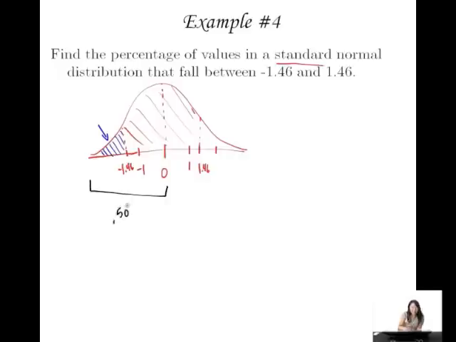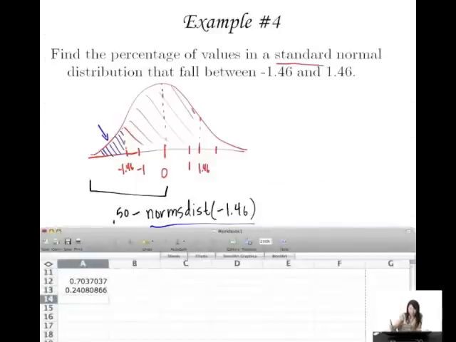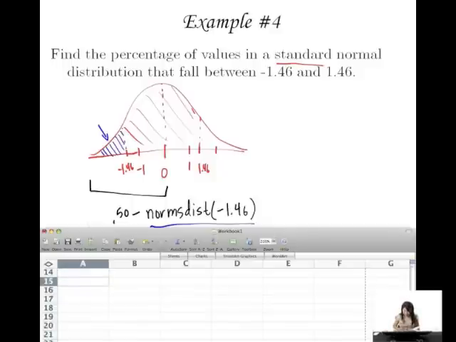So this is 50% of that curve. If we take 50% and take away this area, we could use norm.s.dist and put in negative 1.46, then that should give us this area right here. So this whole area is this. This area is in blue, and that should give us the red area, okay? All right, so here I'm going to put in 50% minus norm.s.dist negative 1.46.